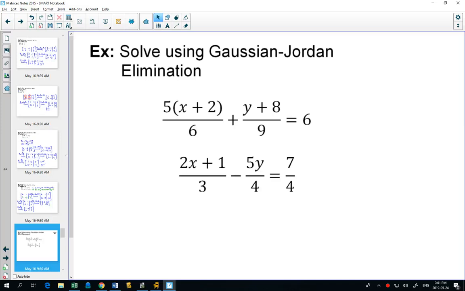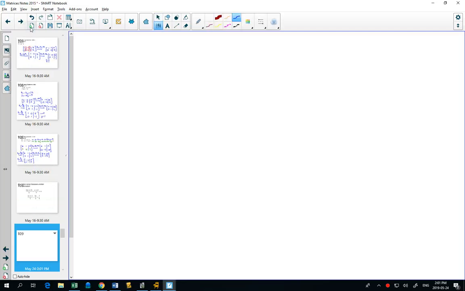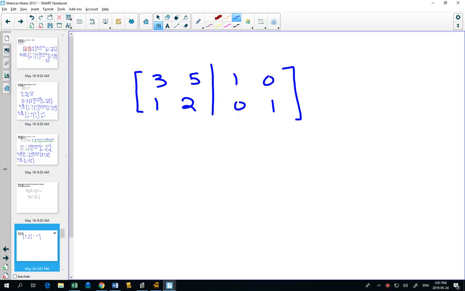Okay? Because I want to show you something new. I want to show you what happens if I make this my augmented matrix. Let's see, where did I? Oh, here's my answer. 3, 5, 1, 2, and on this side, 1, 0, 0, 1. Okay? I want you to change the left side to reduced row echelon form and tell me what you get on the right side.